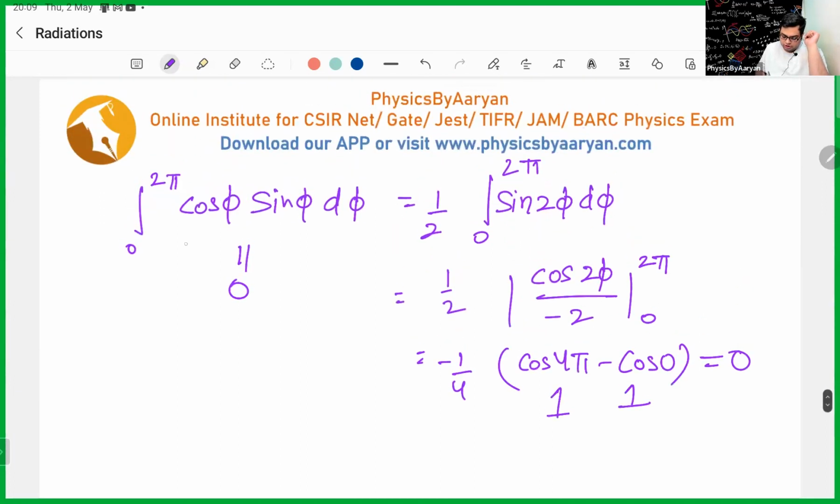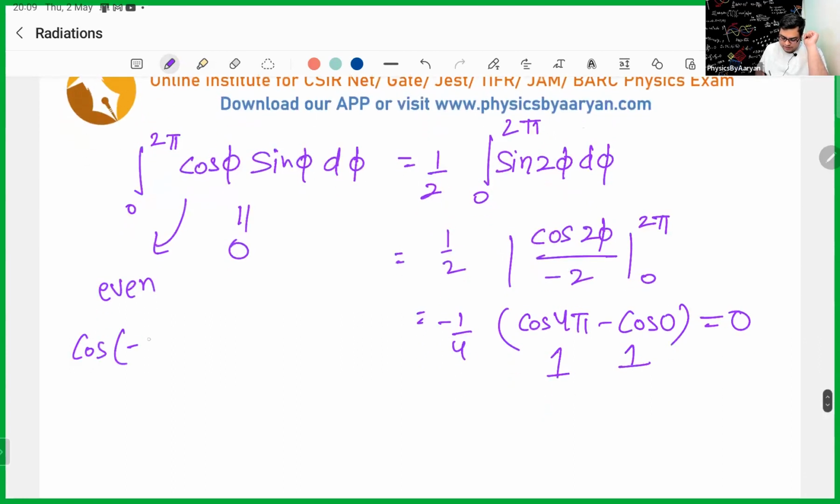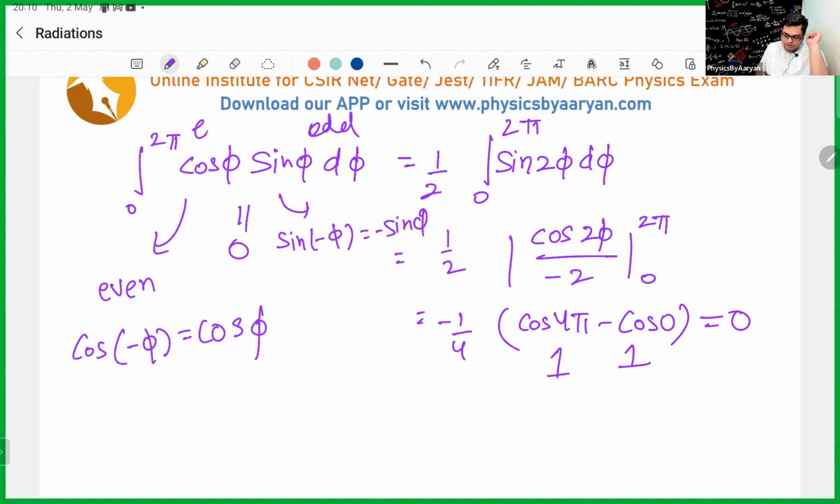Also, there is a short trick. Cos phi is an even function, which basically means cos of minus phi equals cos phi. The negative does not come out. But sine of minus phi becomes minus sine phi. So sine is an odd function and cos is an even function. Odd into even is odd. And whenever you integrate an odd function over a full cycle, 0 to 2 pi, the answer is 0. That is a direct result you get from Fourier series. You do such integrals in Fourier series.